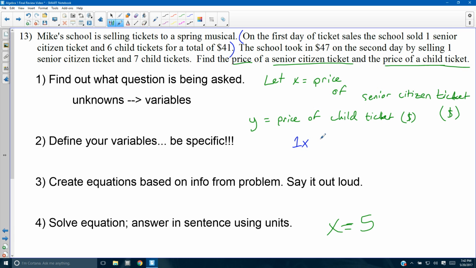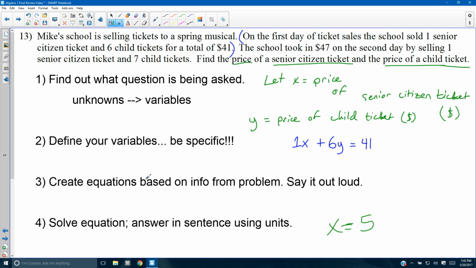If I add that to the number of child tickets I sold times the price of each child ticket, this number also is the total number of dollars made from selling 6 child tickets. I will have collected $41.